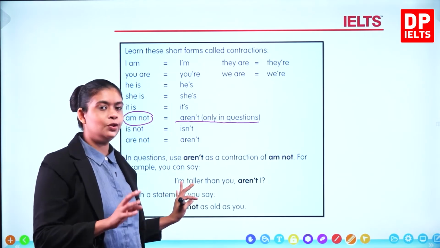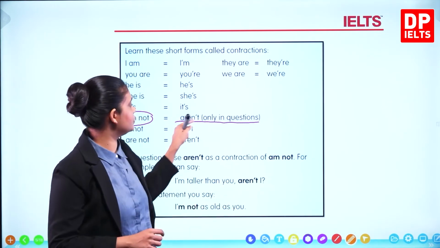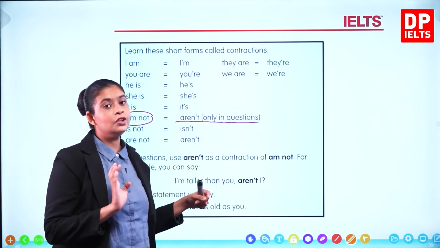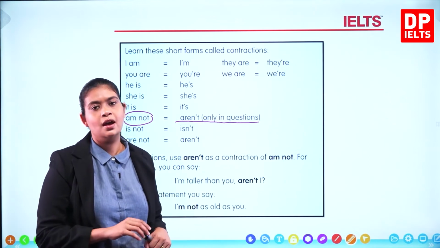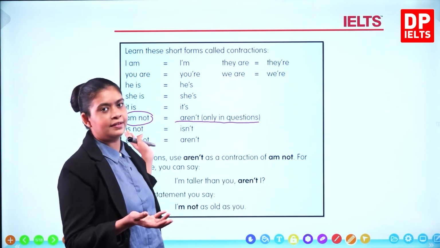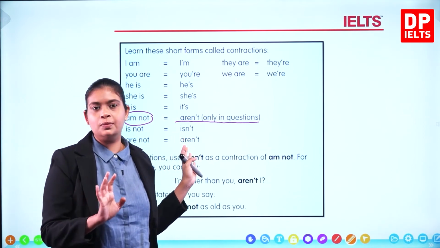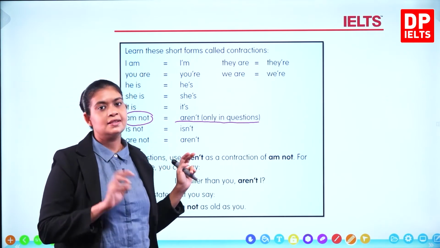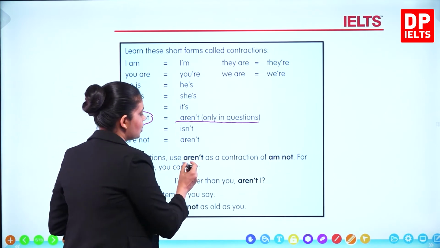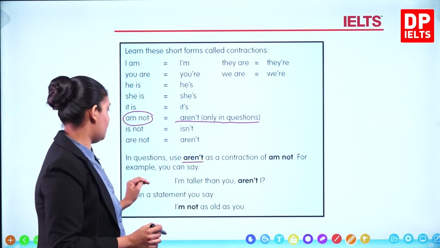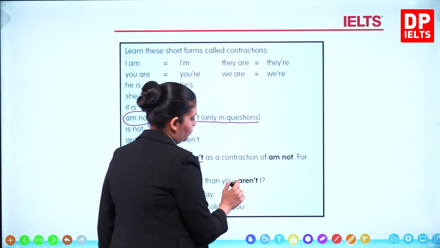Right, there are some words here you could use for sentences as well as question tags. But aren't, you only use it in questions. We don't use it in sentences. You don't say I aren't, so actually you can't say that, okay? I aren't eating bananas, you don't say that, okay? So usually we don't say aren't in sentences, right? In questions, use aren't as a contraction of am not. For example, you can say, I'm taller than you, aren't I?